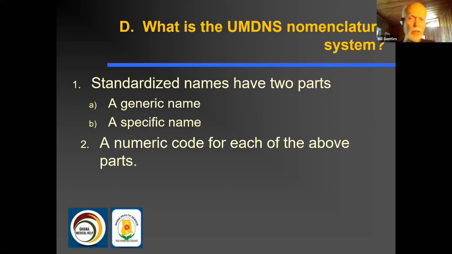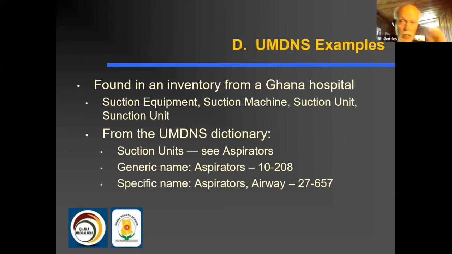So standardized names, as we illustrated before, have two different parts: a generic name and a specific name. And then there's a numeric code for each of the above parts. I illustrated that with autoclaves. Now the examples, I'll talk about these.